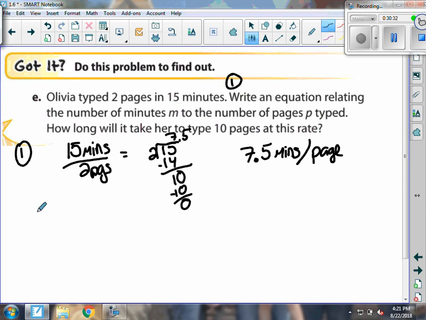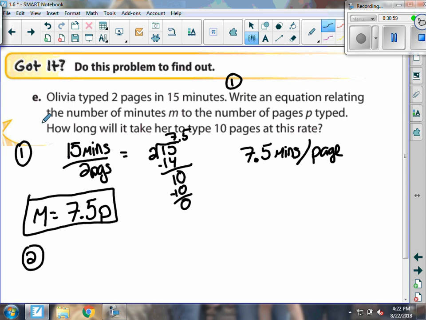Okay, so I need to create my equation. Write an equation relating the number of minutes, M, to the number of pages, P. Okay. So our total number of minutes will equal 7.5 times the number of pages that we type. So here's my equation.